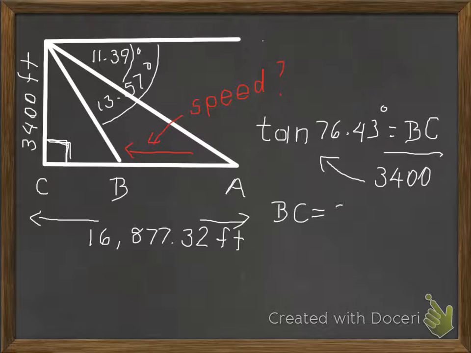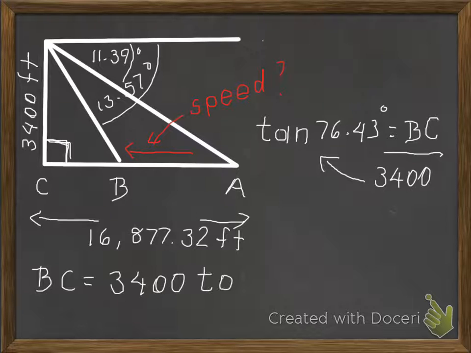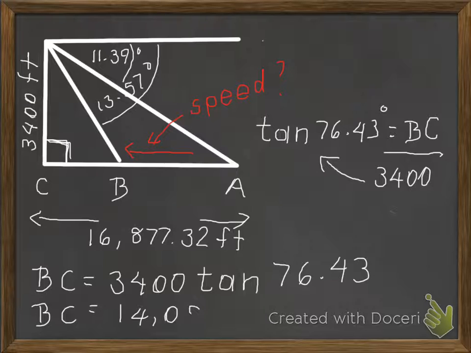is equal to 3,400 times the tangent. There's not enough room here, so we're going to go BC is equal to 3,400 times the tangent of 76.43 degrees. So BC is equal to 14,086.182 feet.